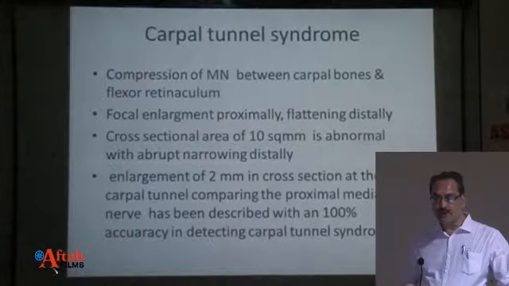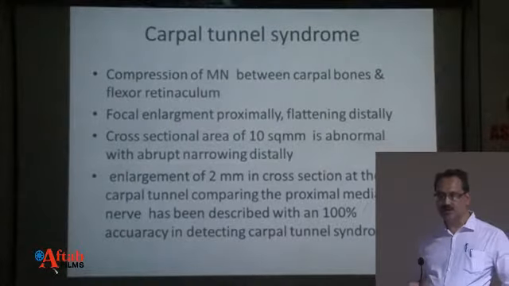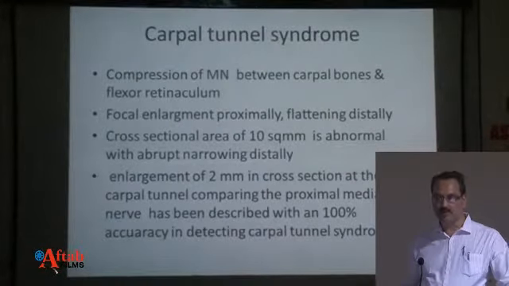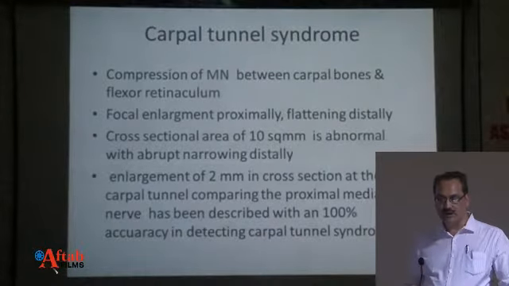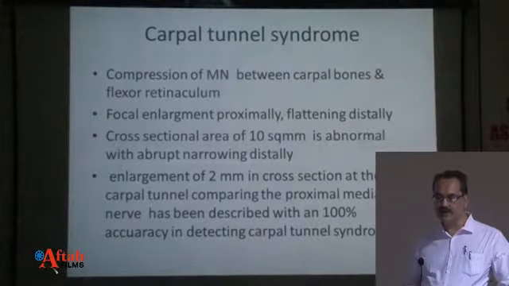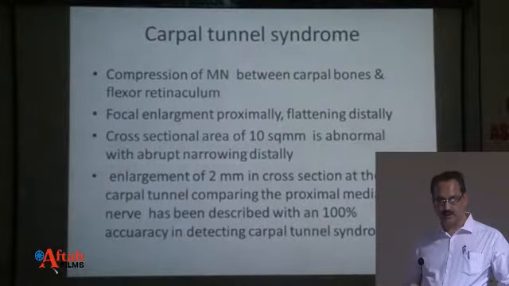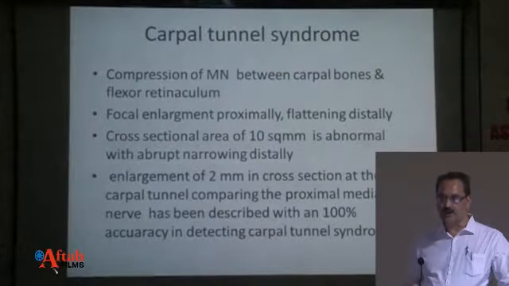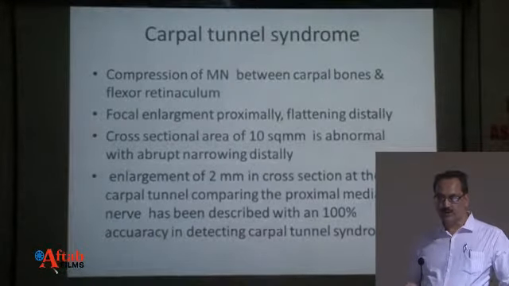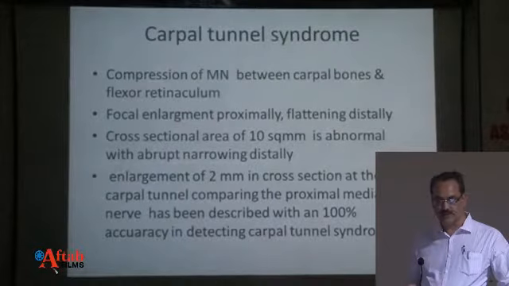Compression of median nerve between carpal bones and flexor retinaculum is the commonest pathology that we come across in our day-to-day practice. There will be focal enlargement proximally and the flattening distally. This is the most diagnostic criteria. The cross-sectional area of 10 square millimeter is abnormal with abrupt narrowing distally. This is the most diagnostic change.